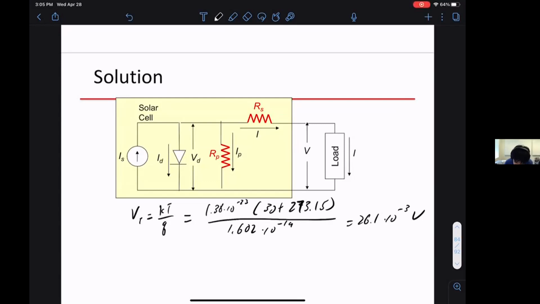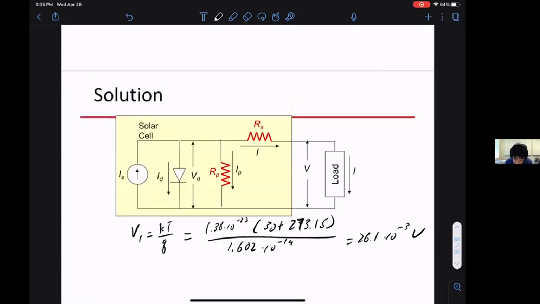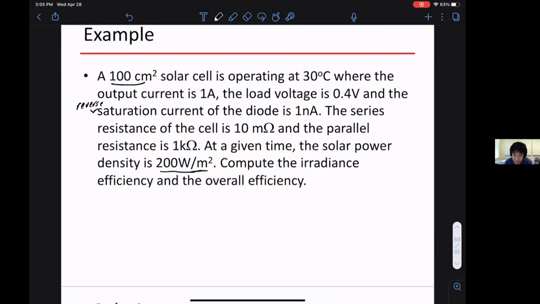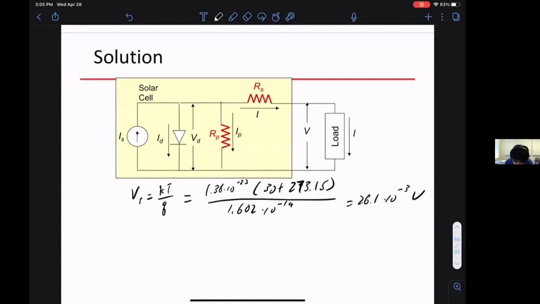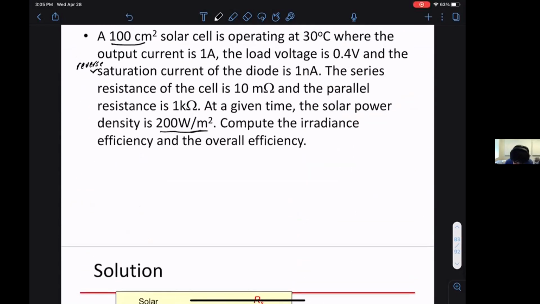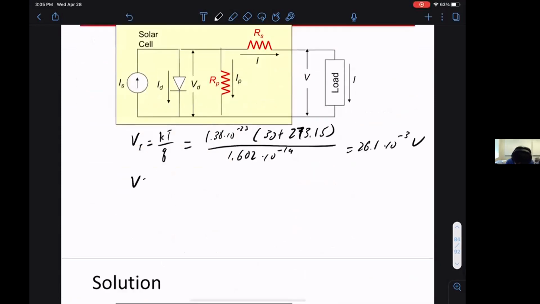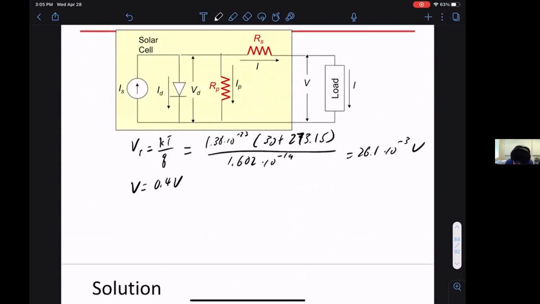We can also compute the voltage across the load, because in this problem we're told what the current is. So we want to now compute VD. We know V is 0.4 volts, the voltage across the load, and we know I, the current, is 1 amp. Now, how do I compute VD, the voltage across the diode?